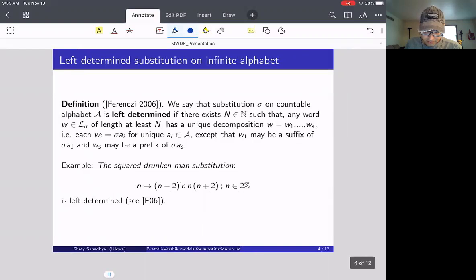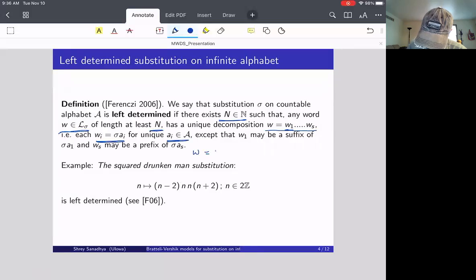So let me give the first definition, the definition of left determined substitutions on countable infinite alphabets. This definition is due to Ferenczi. He coined the term: a substitution is left determined if there exists an integer n such that any word in the language of length at least n can be uniquely decomposed, where each of these w_i's are sigma of a_i's and the a_i's are unique. So let me just write this down.